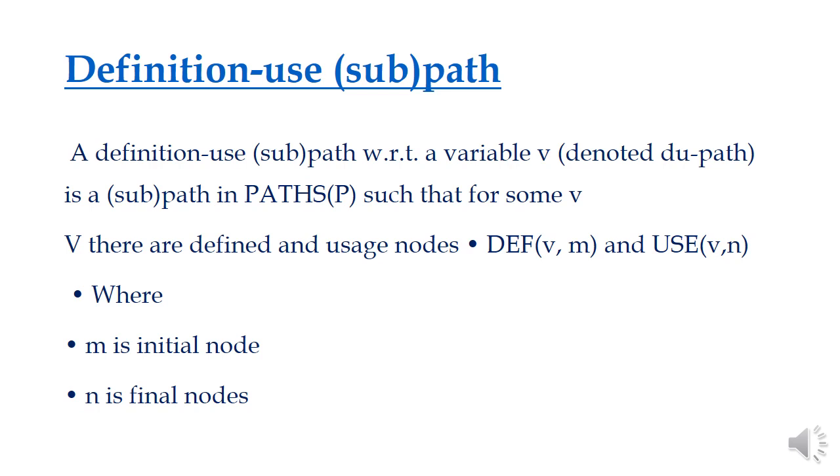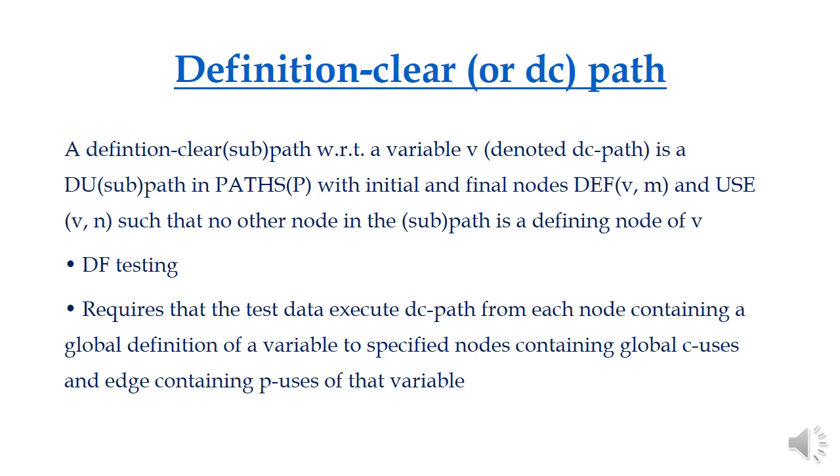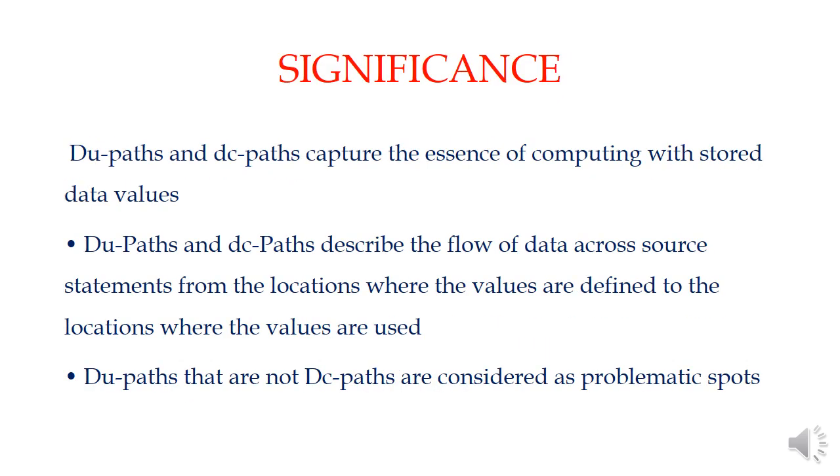Definition-use subpath: a definition-use path with respect to a variable V is a path in the set of paths such that V is defined at the initial node M and used at the final node N. A definition-clear path, or DC path, is a path with an initial and final node. Data flow testing requires the test data to execute DC paths from each node containing a global definition of a variable to specified nodes containing global C-uses and edges containing P-uses of that variable.